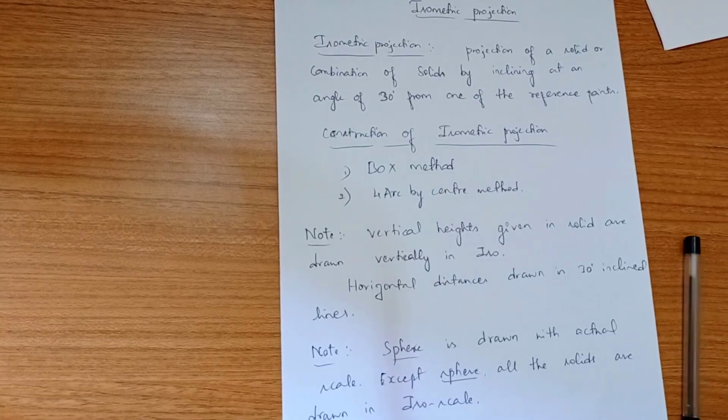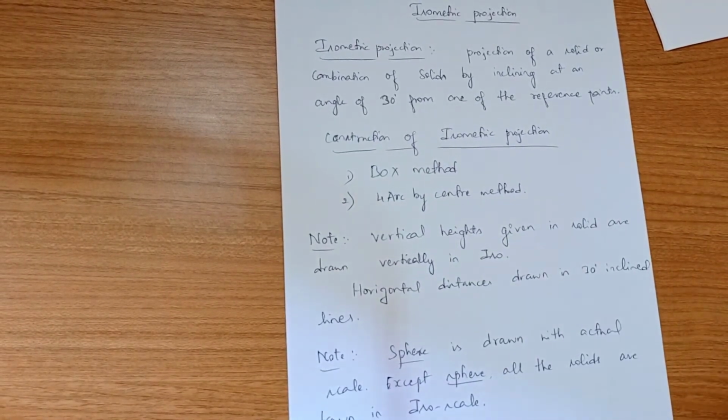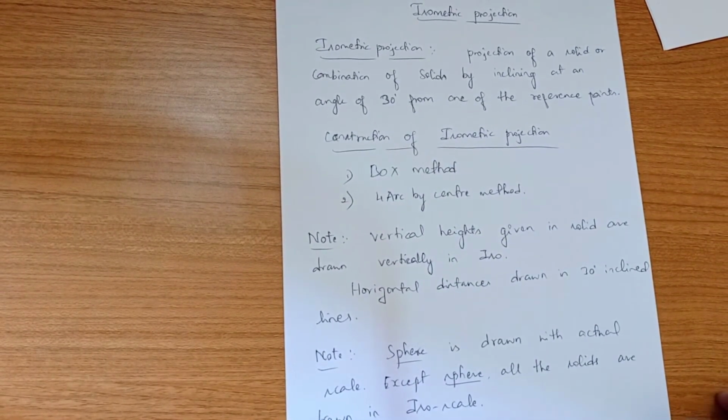Okay, so isometric projection is nothing but a projection of a solid or combination of solids by inclining at an angle of 30 degrees from any one of the reference points. In isometric projection, there will be 30-degree angle lines, and using those lines we are going to project. It is a complete 3D picture of the solids or a combination of solids, inclined at 30 degrees from any one of the reference points.